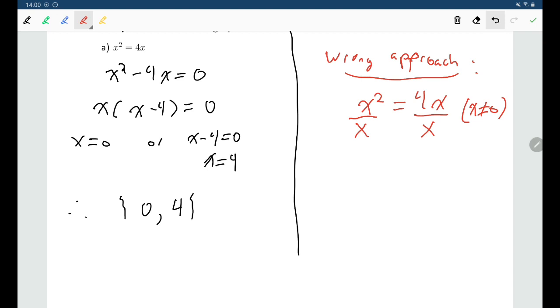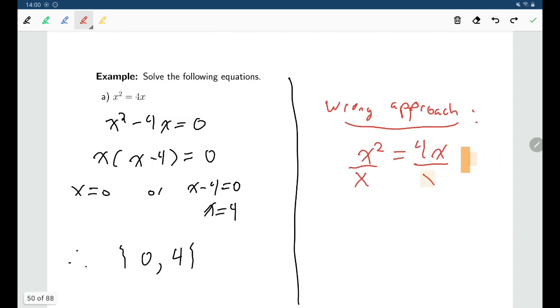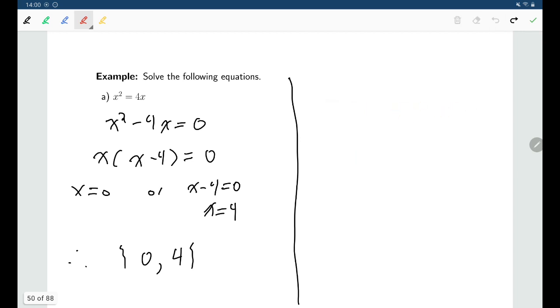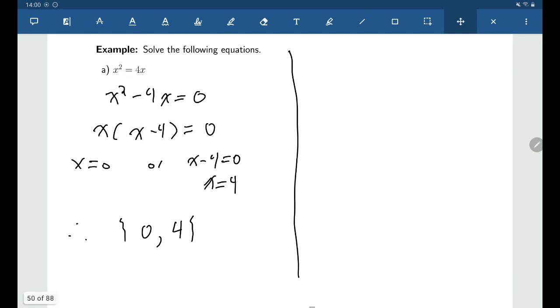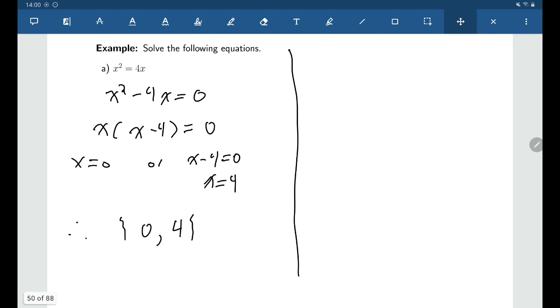So this approach of trying to solve by dividing, no thank you, we will not be doing that. We'll instead be solving by factoring. So the correct answer for this problem is that the solution set contains 0 and 4.